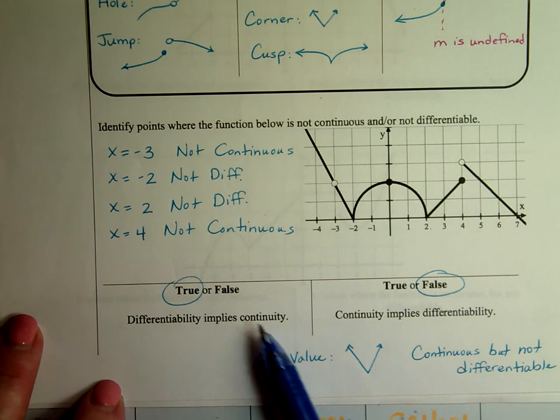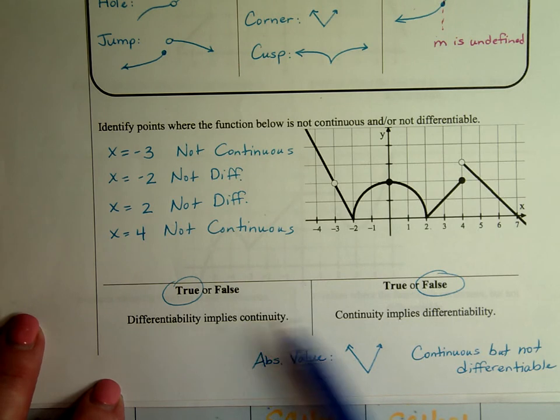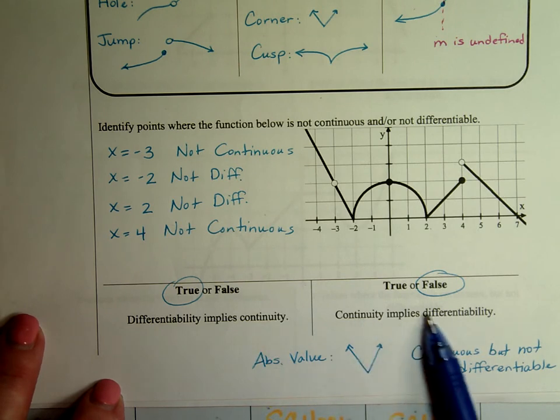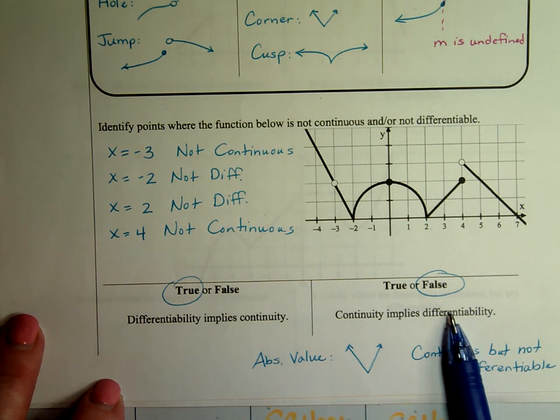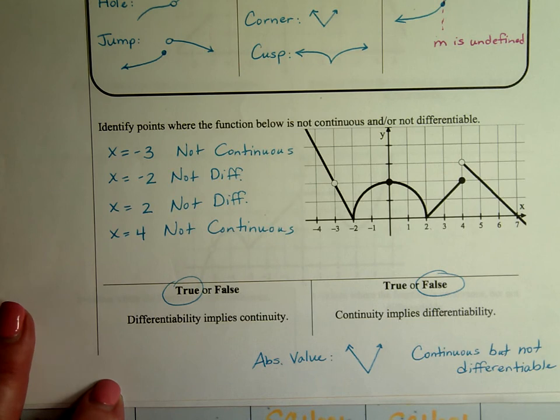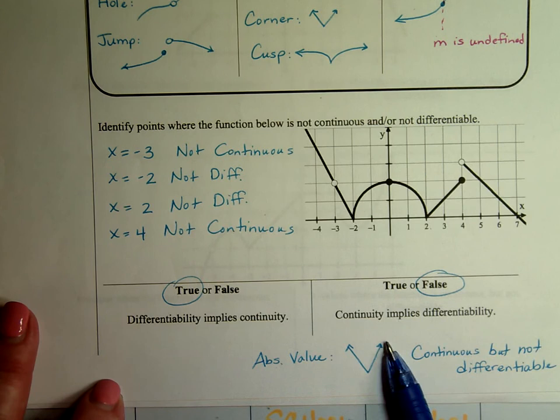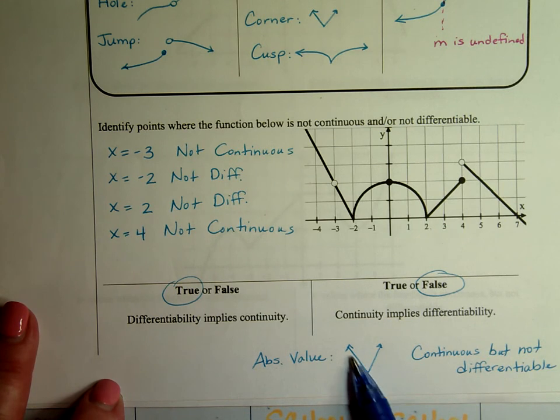And the answer is yes. And remember, it has to be smooth, and it has to be continuous. But if it's continuous, does it mean that it's differentiable? And the answer is no. Just because it's continuous doesn't mean it has a derivative. The one that keeps me straight in my head is I think about the absolute value graph. Because if I draw that, it does not have a derivative here, but it is continuous. So continuous, but not differentiable. You can be continuous, but it doesn't mean that you're differentiable. Again, the way I keep that straight in my head is by thinking about the absolute value graph.